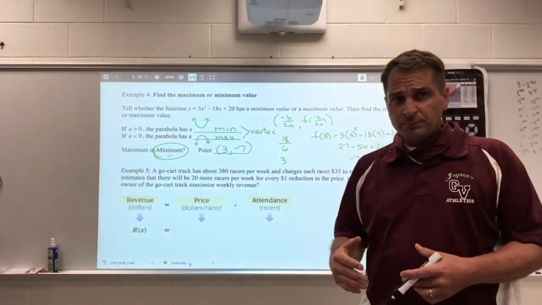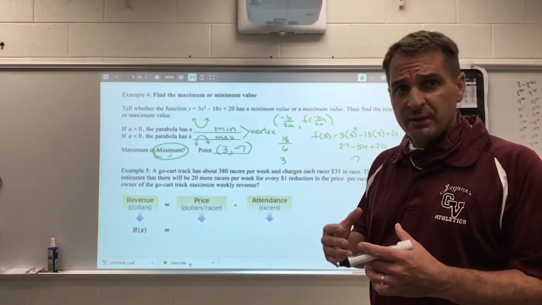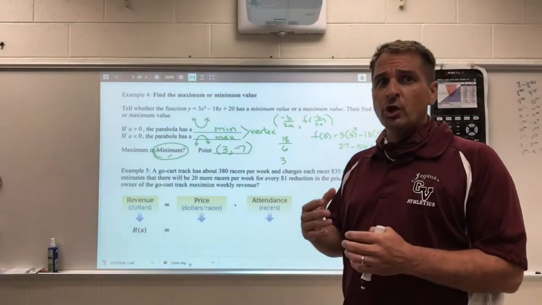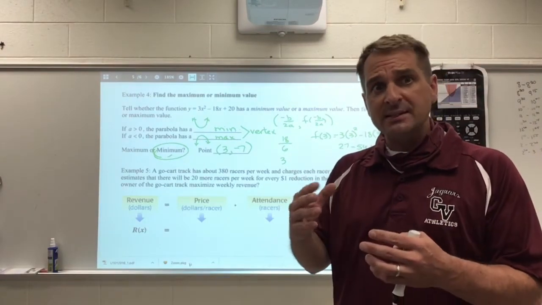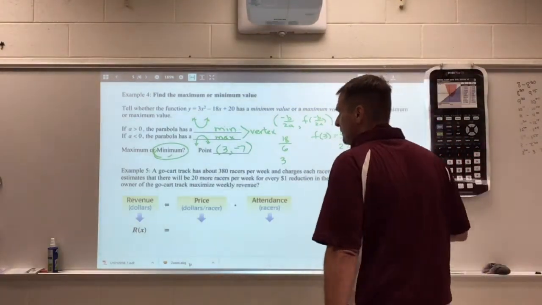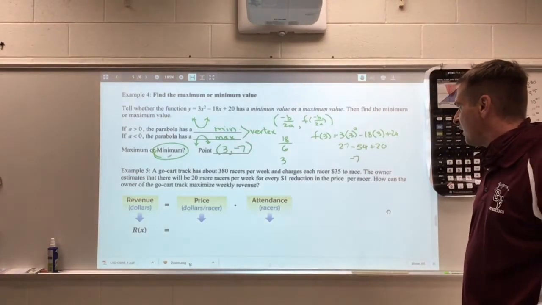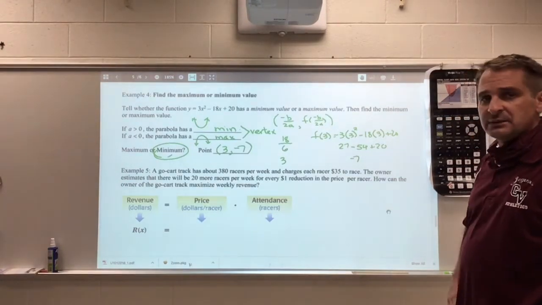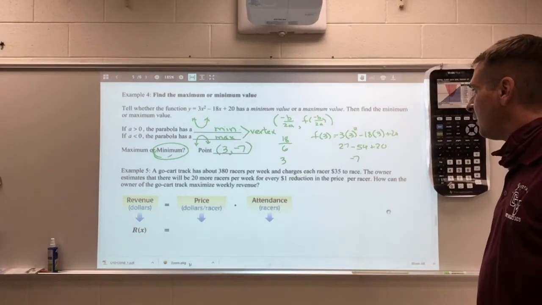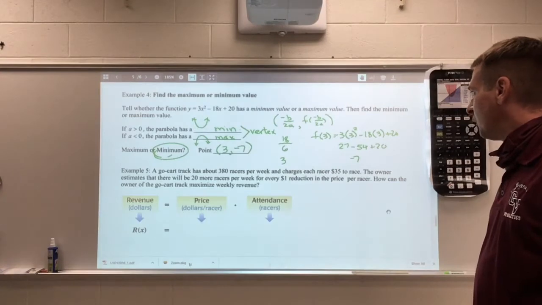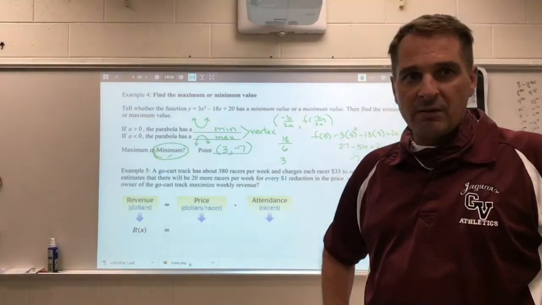The second example, we have to build our function, and then we're going to have to graph it. To graph this one, we're going to, for the first time, use our graphing calculator and see some of the powers that it has to help us find our maxes and mins. So let's take a look at this problem. It says a go-kart track has about 380 racers per week and charges $35 to race. The owner estimates there will be 20 more racers per week for every $1 reduction in price per racer. How can the owner of the go-kart maximize the weekly revenue?